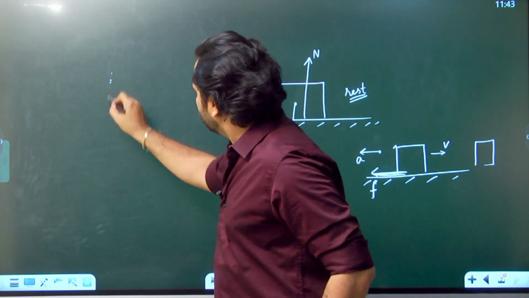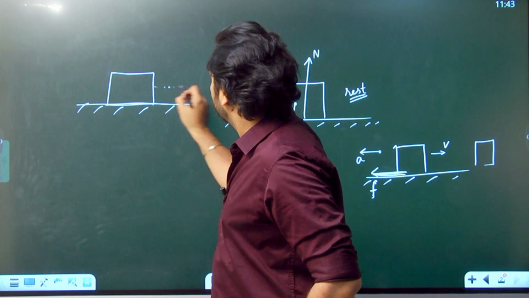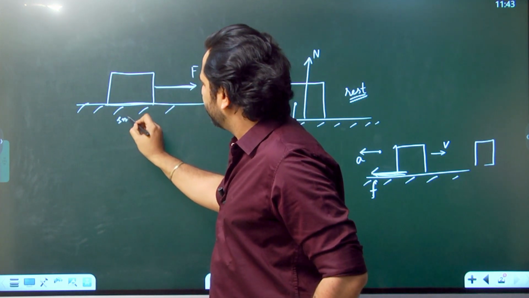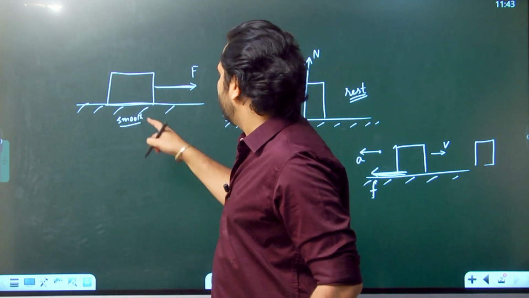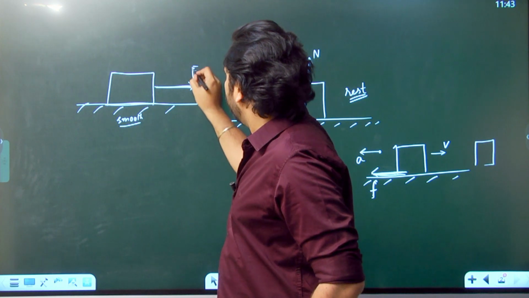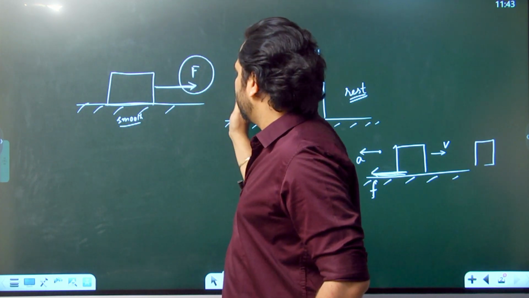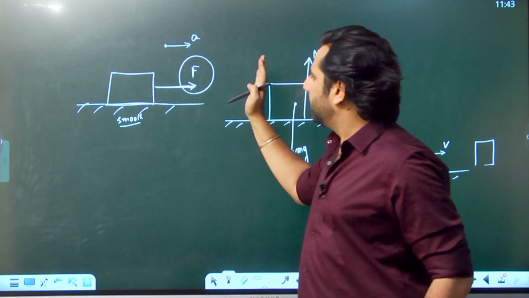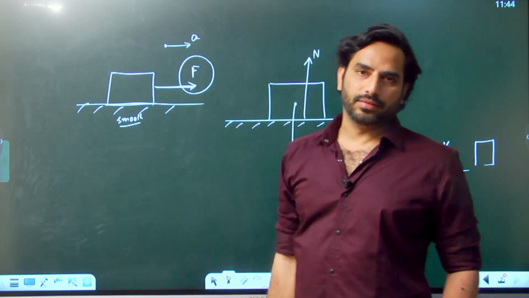Suppose there is a body on the ground, there is a string attached to it, and you start pulling it. Say the surface is smooth, so there is no friction. So when you apply this force F towards right, the net external force acting on the system is towards right, so there is acceleration in the rightward direction. So the body would accelerate and move by gaining velocity from rest in the rightward direction.